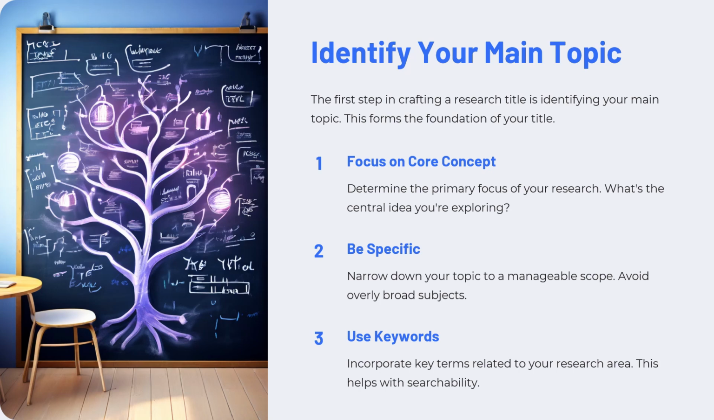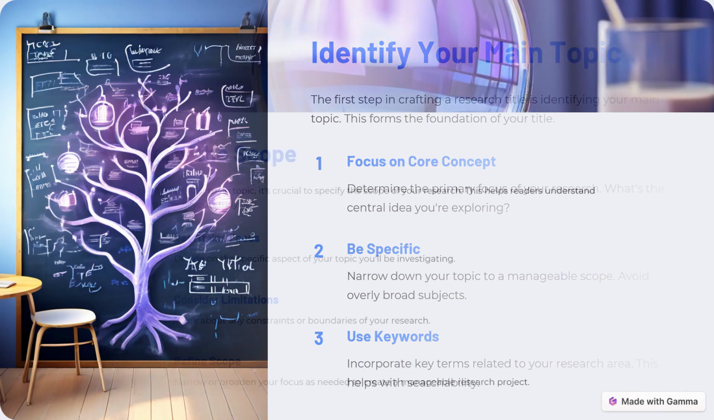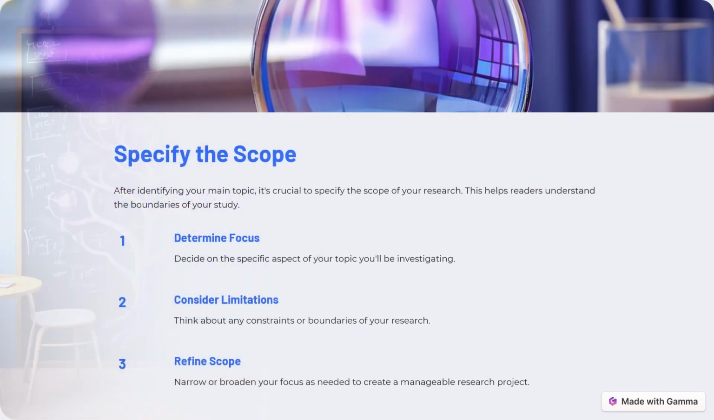After identifying your main topic, it's crucial to specify the scope of your research. This helps readers understand the boundaries of your study. Determine focus. Decide on the specific aspect of your topic you'll be investigating. Consider limitations. Think about any constraints or boundaries of your research. Refine scope. Narrow or broaden your focus as needed to create a manageable research project.